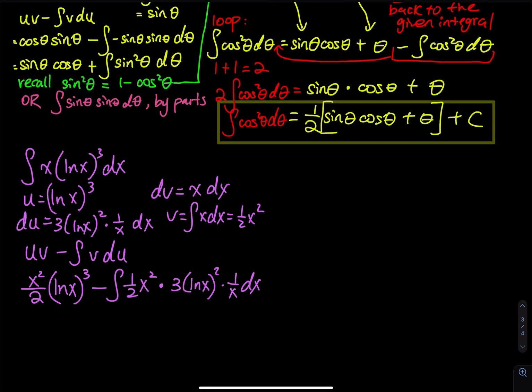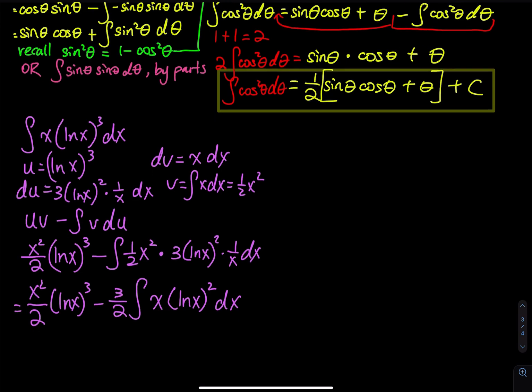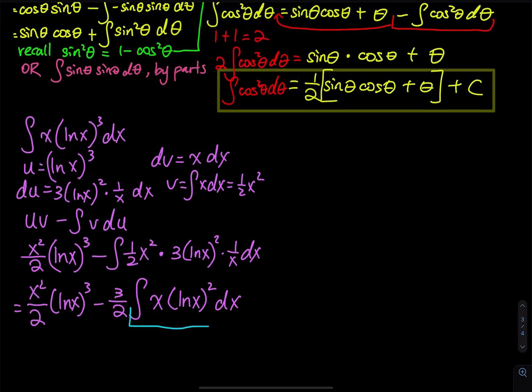And then you have to simplify the integrand. So that is equal to x squared divided by 2, and then you have ln x to the third power, and then minus 3 over 2. Let's pull the constant out, and then the x squared and the 1 over x become an x, right? So that becomes an x, and then you have ln x squared dx. That is another integration by parts.